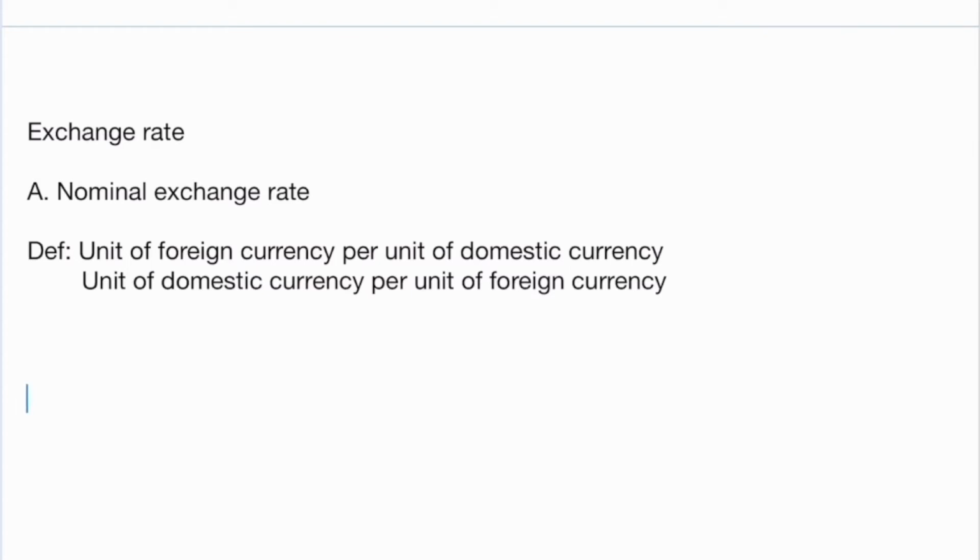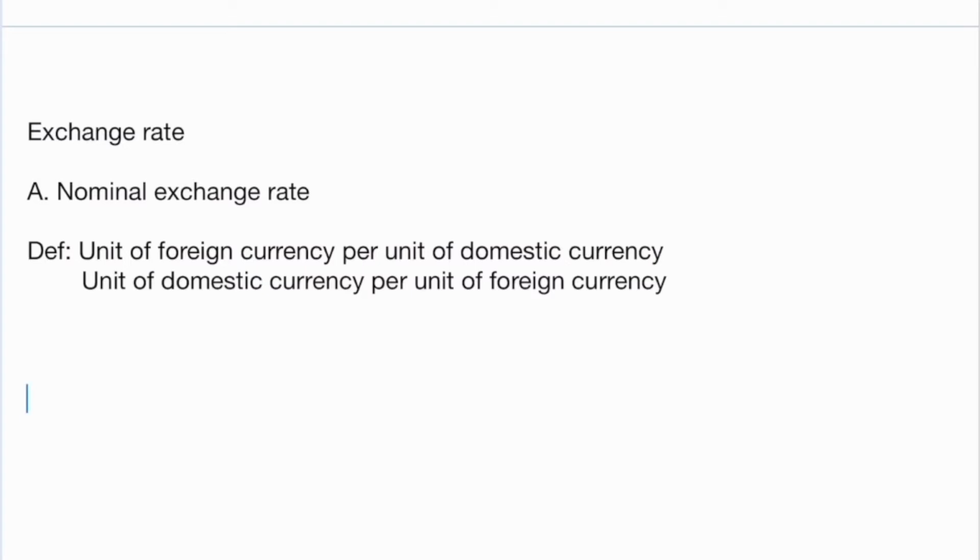For the US, when they are talking about the Japanese yen, they use the first definition to talk about the exchange rate. They say that, for example, $1 will be able to get 100 yen. For that case, from the US perspective, the foreign currency is measured per unit of the domestic currency. That's the definition for the nominal exchange rate.